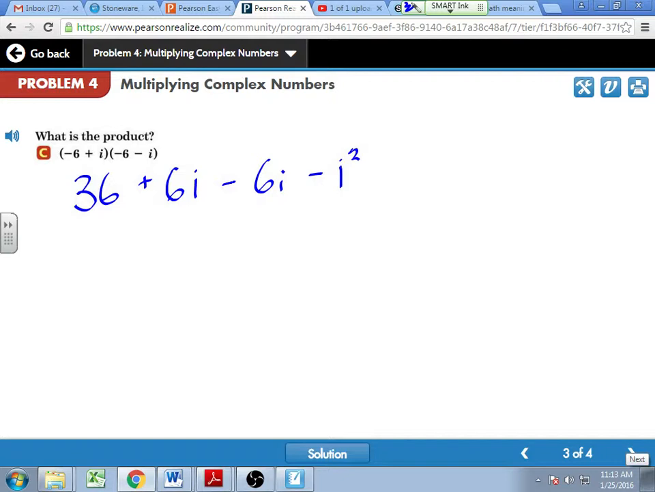i squared plus 36. So I'm going to bring down the 36. These combine. I'm going to replace this with my negative 1 because i squared is replaced. You can always just use a plus b times a minus b equals a squared minus b squared. And then what you get would be 37.